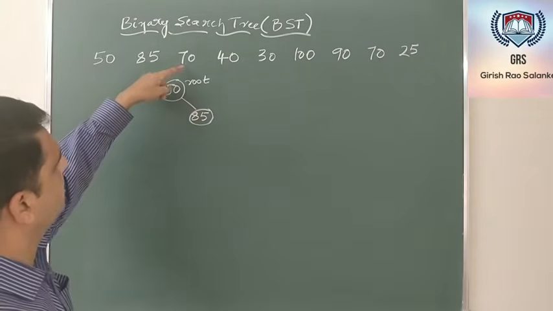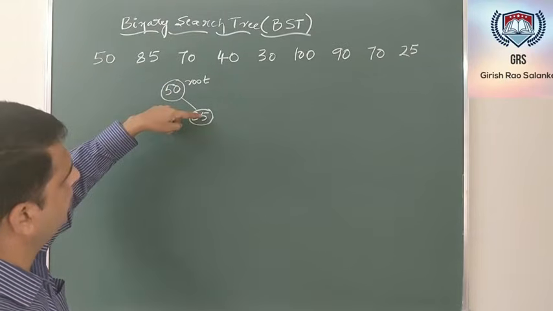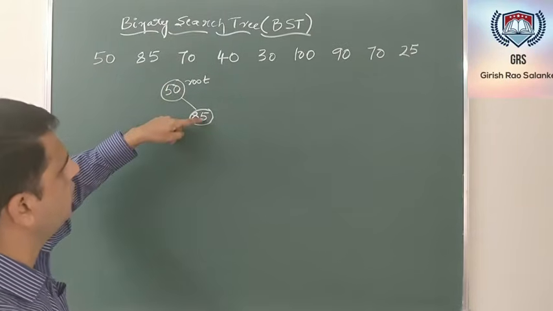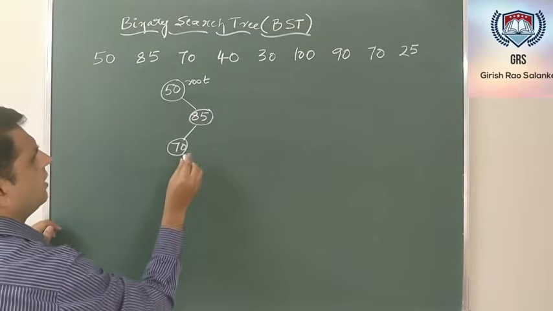Next key is 70. Compare 70 with 50. It is greater. So on the right side. Now compare 70 with 85. It is less. So 70 needs to be the left child of 85.